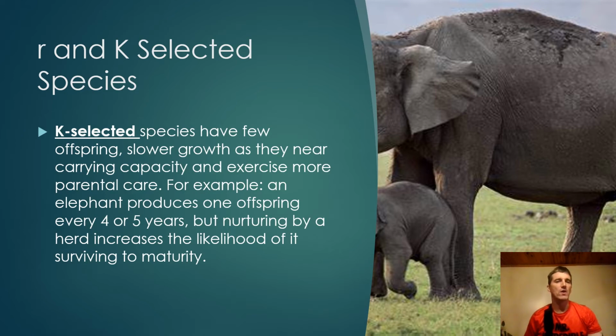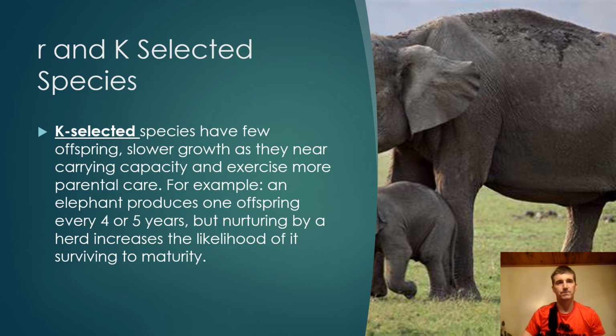An elephant produces one offspring every 4 to 5 years. The probability of that elephant surviving to adulthood is pretty high. They put a lot of effort into nurturing and taking care of that individual, so they have a really high probability of surviving. Humans are like that. We don't produce a whole lot of offspring, but the offspring we do have a really high probability of actually surviving. So a K-selected species would be those species that have few offspring, but those offspring have a higher probability of surviving.